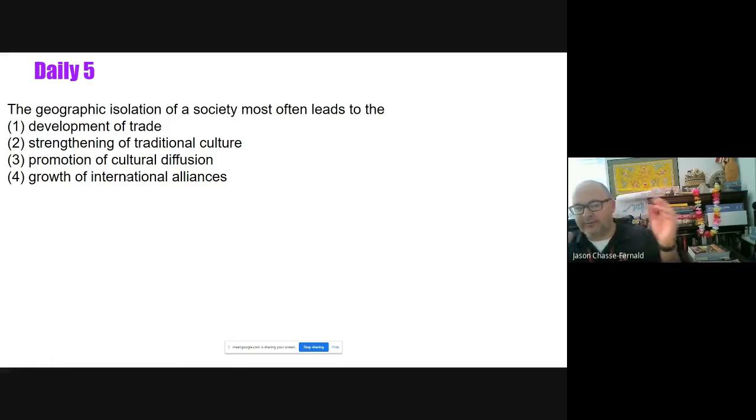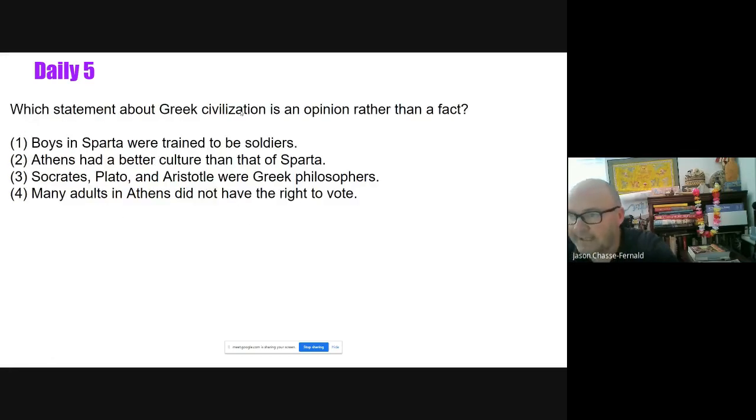So cultural diffusion and syncretism. Syncretism occurs because of cultural diffusion. So these are very important concepts for this class. And this one here is just, can you differentiate between opinion and fact? Pause it if you want to read that. So the answer is obviously 2.